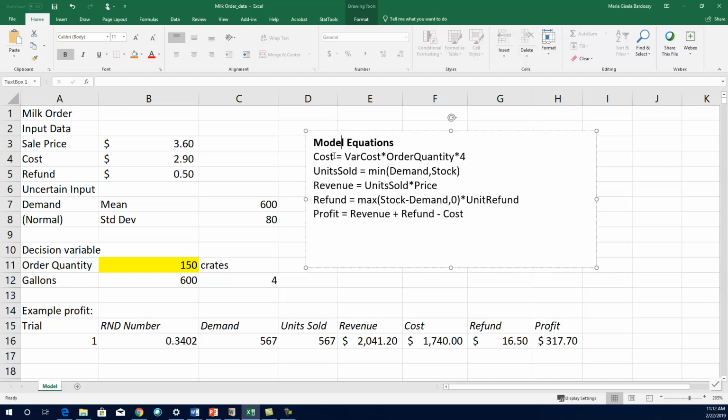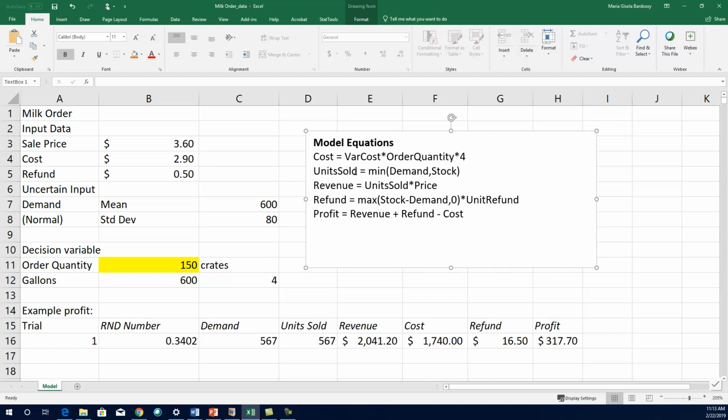So first of all, I'm going to calculate the total cost of ordering, which is equal to the variable cost that was given per gallon times the order quantity. The order quantity is for number of crates. So I multiply that times 4 and it gives me the total cost of ordering whatever order quantity she decides.